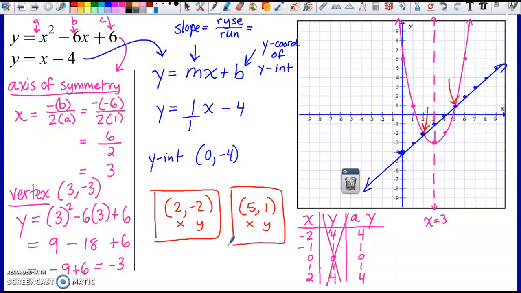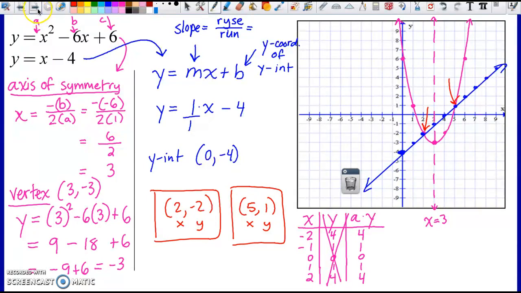Now that takes a whole lot of time. And obviously, it's important to know how to graph parabolas and how to graph lines. But you have calculators now, and they're called graphing calculators. Did you ever wonder why we call them graphing calculators? Well, guess what? It's because they graph.